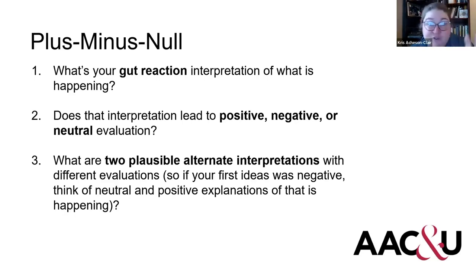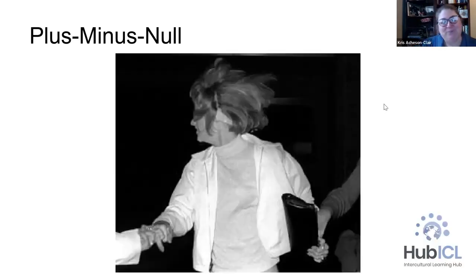So if you'll find the button on your Zoom controls where it says reactions, you should be able to see those thumbs up, thumbs down, okay? And then also find your chat button, because I'm also going to ask you to type in what you think is actually happening in this picture. That's the interpretation piece. The thumbs up, thumbs down, or neutral is the evaluation piece, and the typing in chat is the interpretation. Okay, so here we go. Here is your picture. Okay, so just take a second, glance at it.